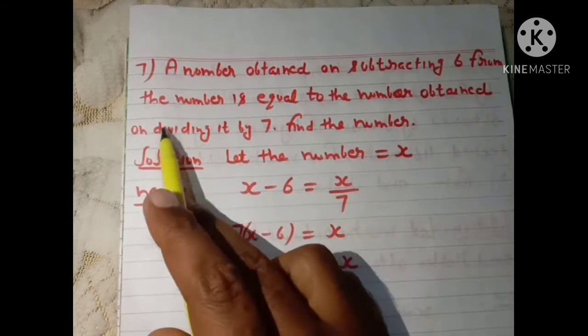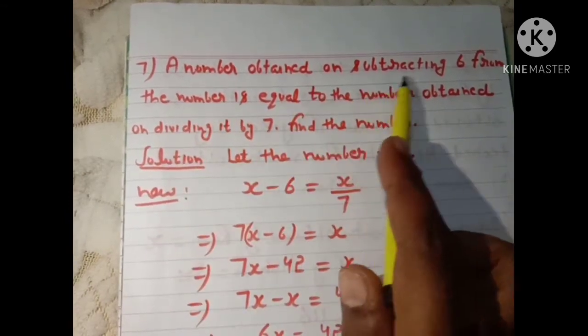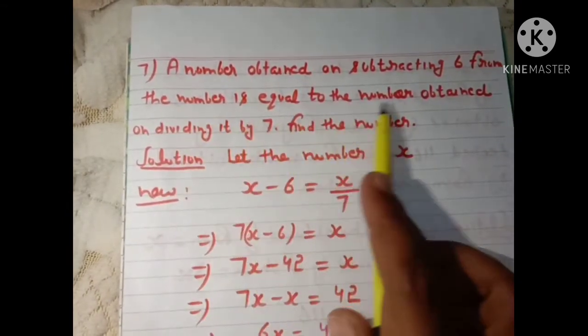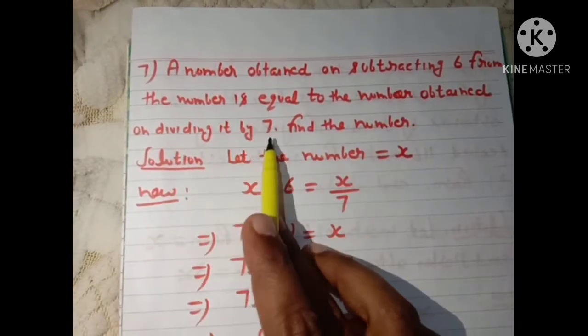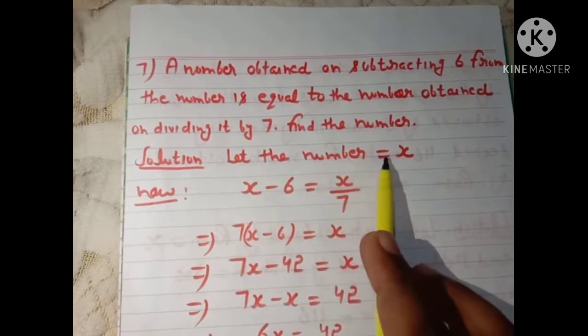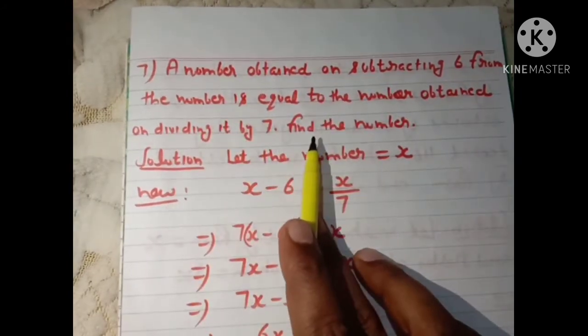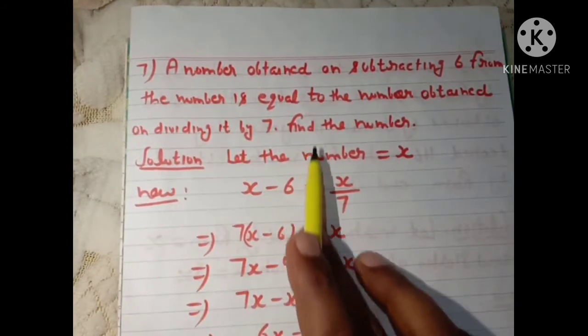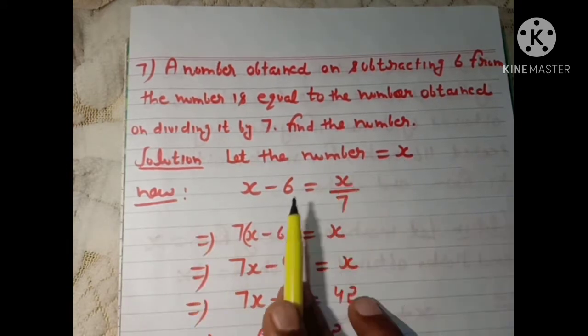So okay, now see the 7th sum. A number obtained on subtracting 6 from the number is equal to the number obtained on dividing it by 7. So find the number. So again, first of all, let's suppose the number is x. Now see this statement, and with the help of this statement again we will make the equation, and then we can find out the solution.